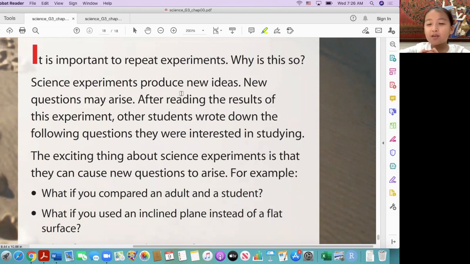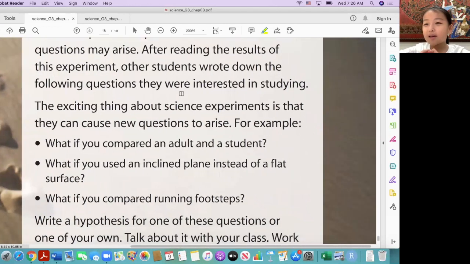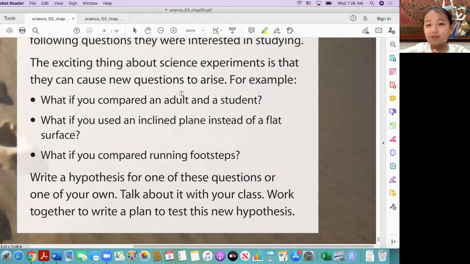For example, what if you compared an adult and a student? What if you used an inclined plane instead of a flat surface? What if you compared running footsteps? Write a hypothesis for one of these questions or one of your own. Talk about it with your class. Work together to write a plan to test the new hypothesis.